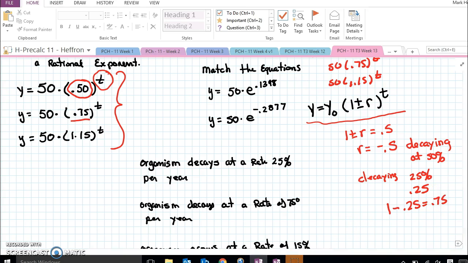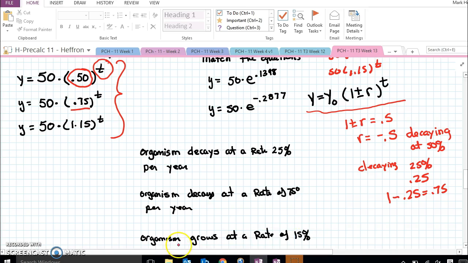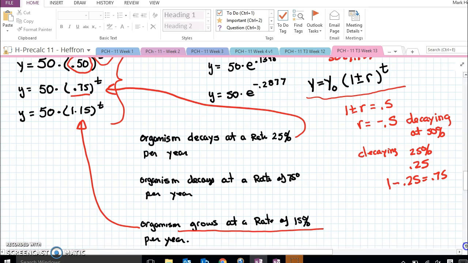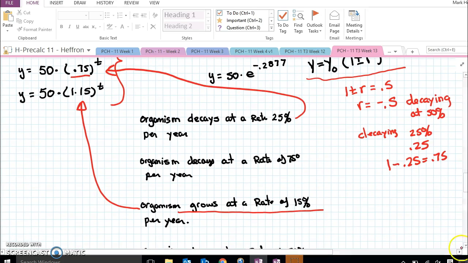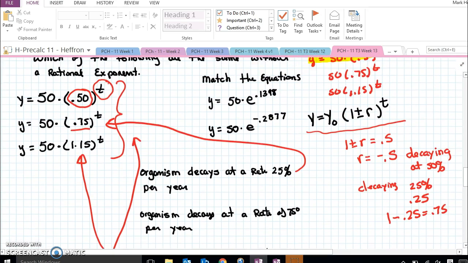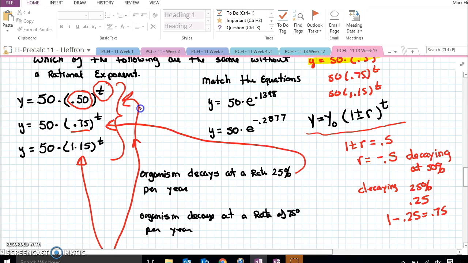Similarly, a 15% growth would look like this. So we have decaying at 25% goes here, decaying at 50% goes to the top one, and there isn't one that represents this.